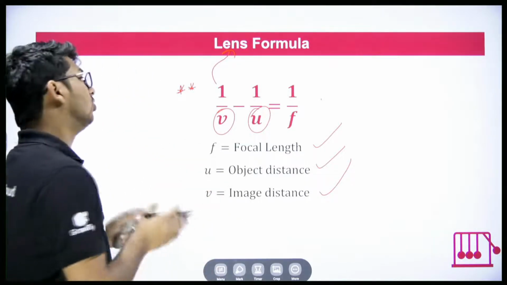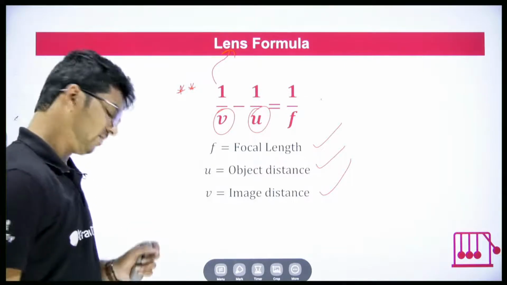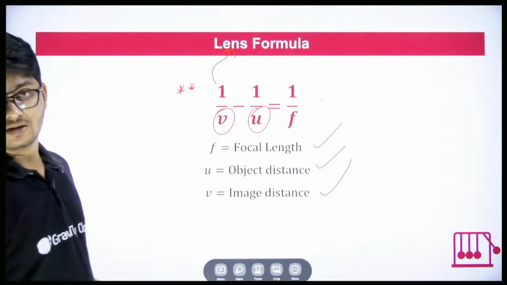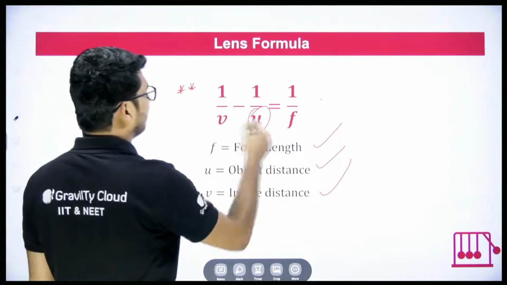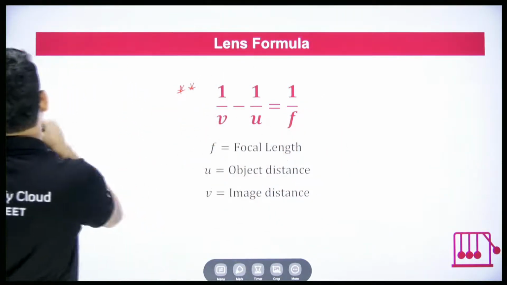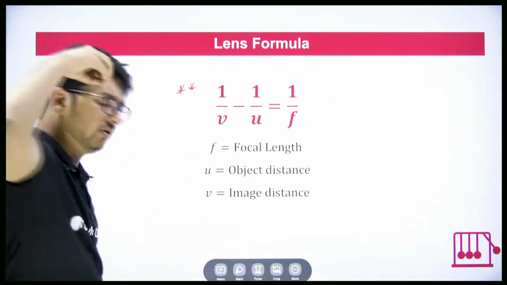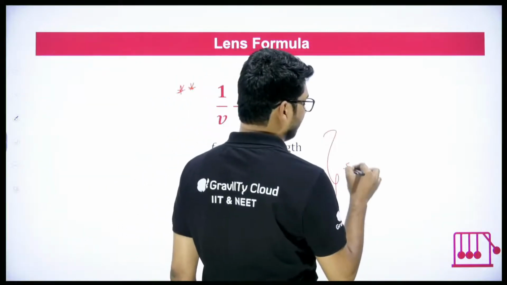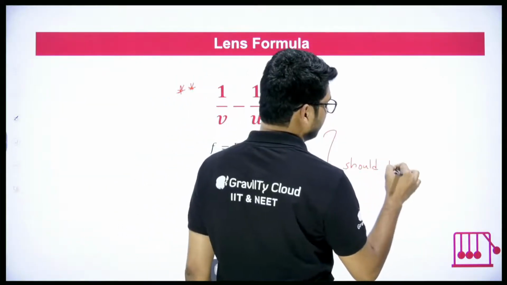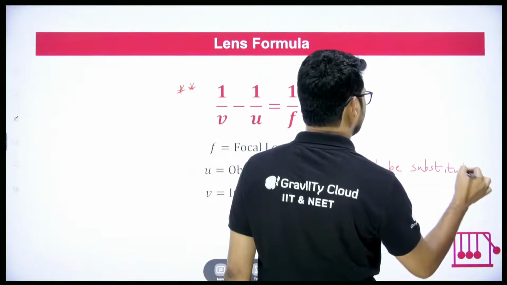Doesn't matter. You can use this formula for each and every lens. But you have to be careful. That is, you have to substitute with proper sign convention. If V is negative, you have to take it as negative. If V is positive, you have to take it as positive. Should be substituted with proper sign. Let me write it down.